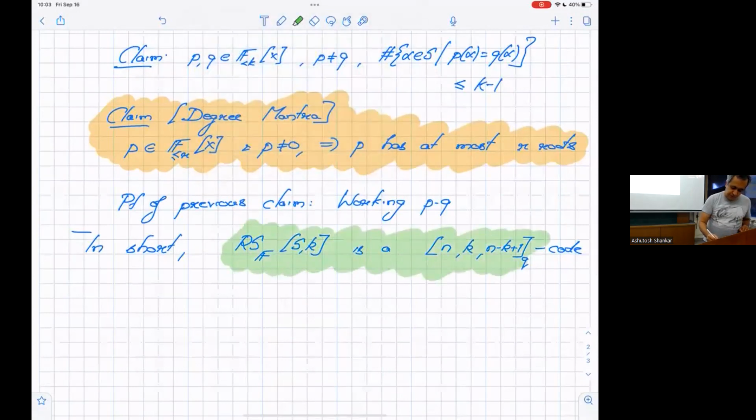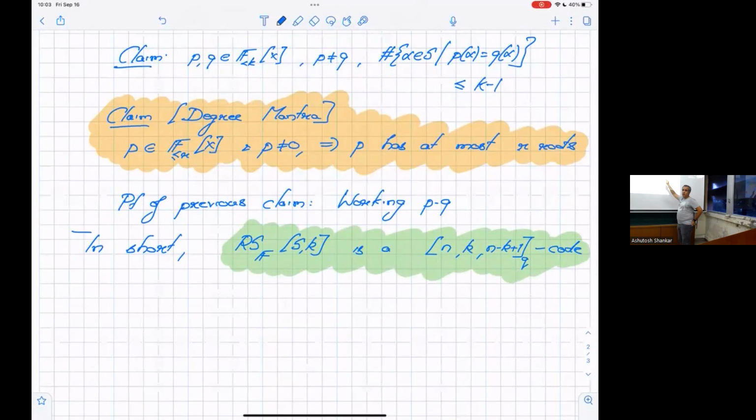So in that sense, it's an amazing code. It matches the Singleton bound. There are very few codes for which we have this family of codes. The main caveat with Reed-Solomon codes is Q.